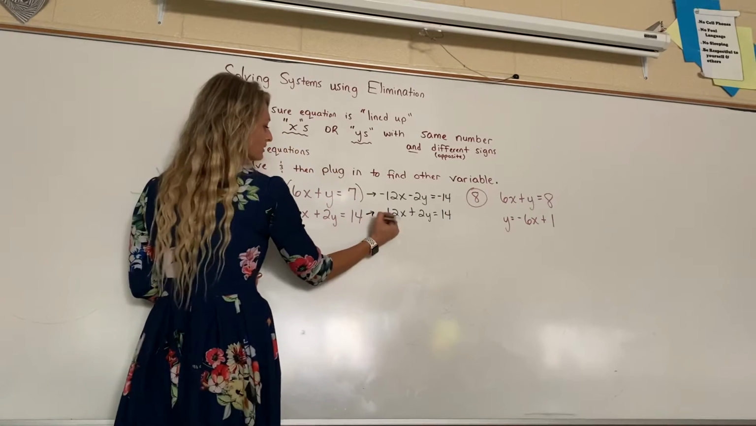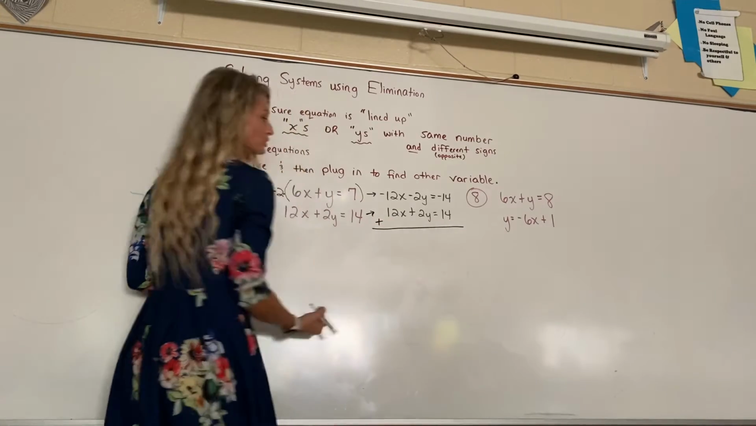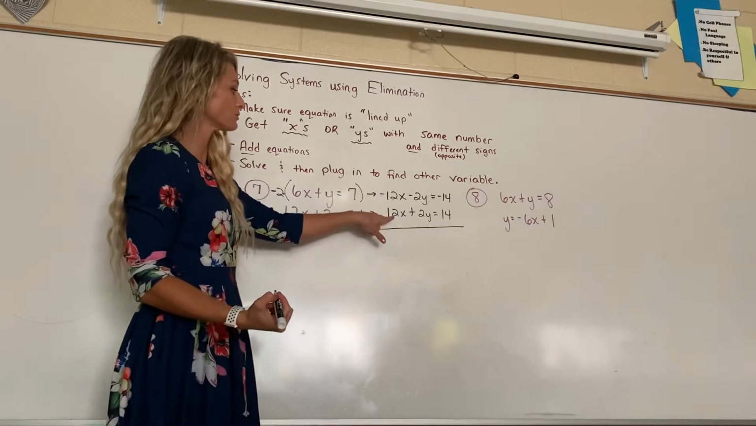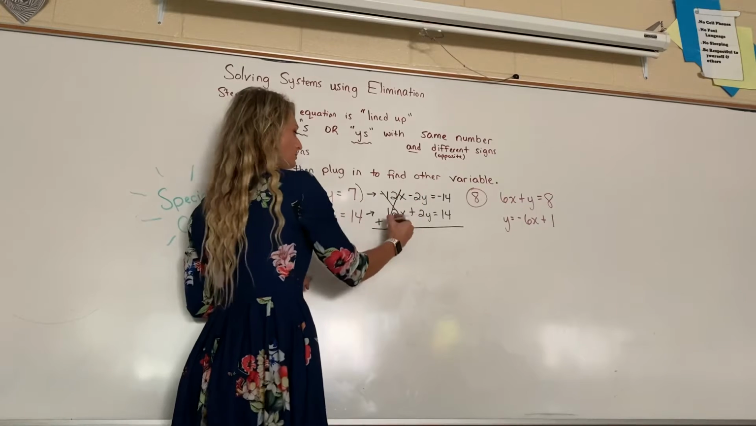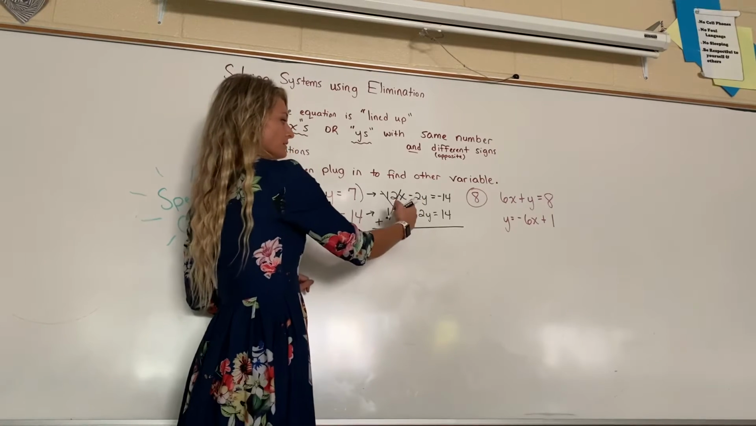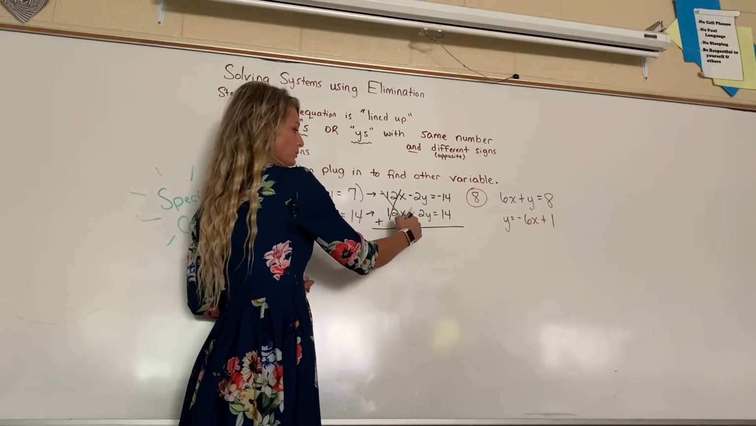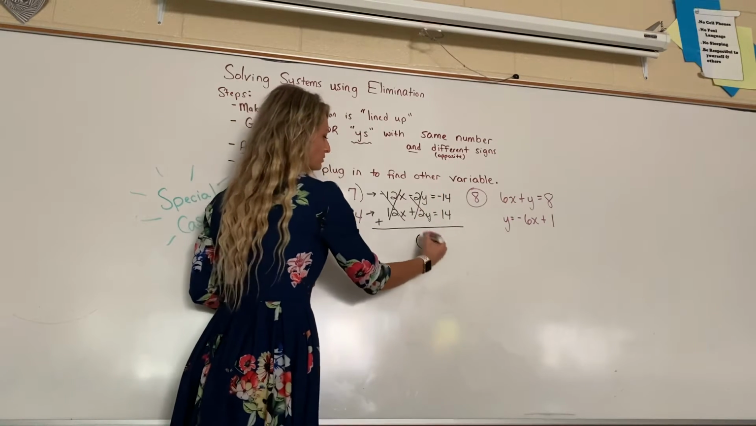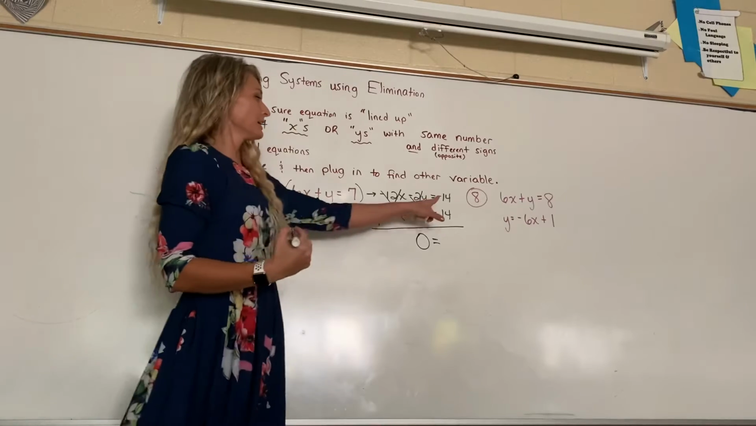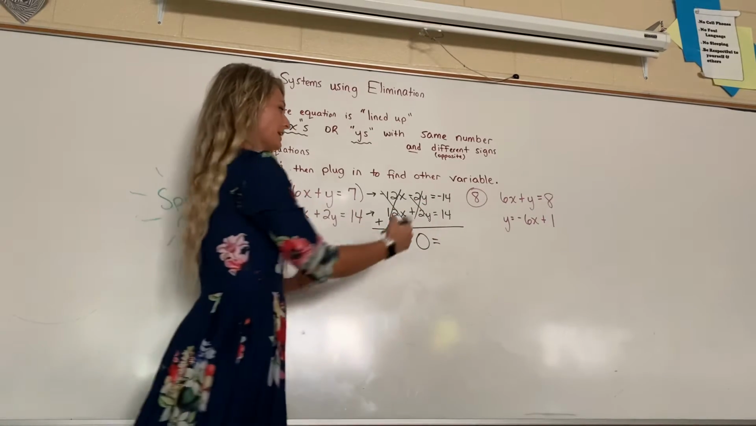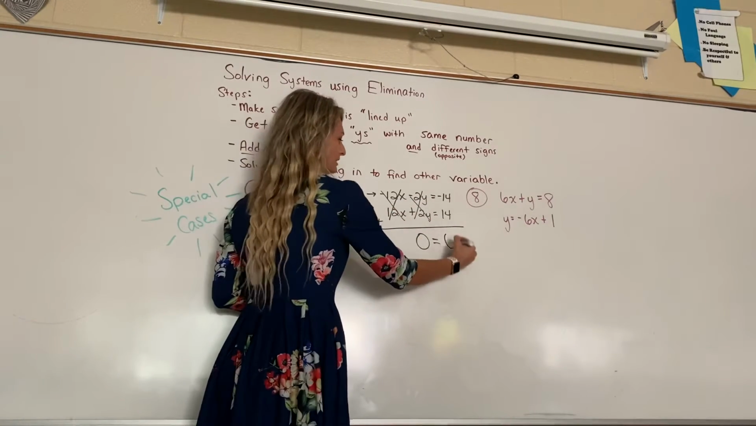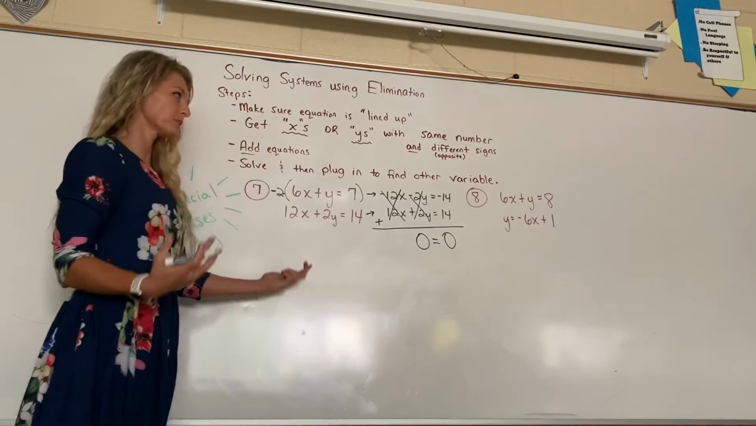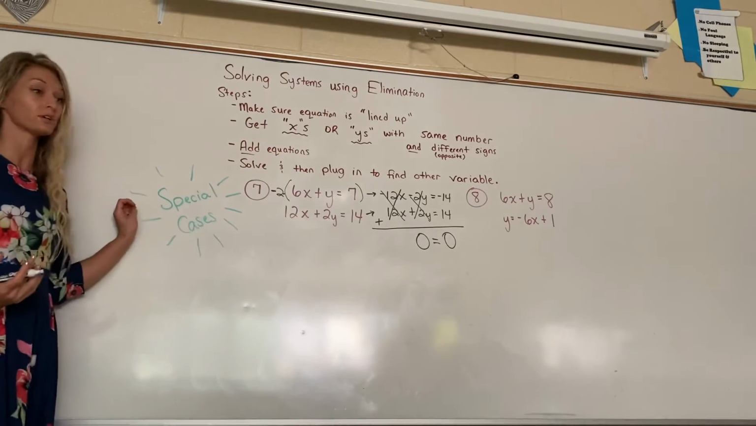And so once I do that, just like all the other problems, you add them together. So -12x plus 12x is 0, so that goes away. -2y plus 2y, ooh, that's 0 as well. So on this side of the equals, you have a 0. And then on this side, -14 plus 14 is 0. So this is what I was talking about. This is why this is a special case.